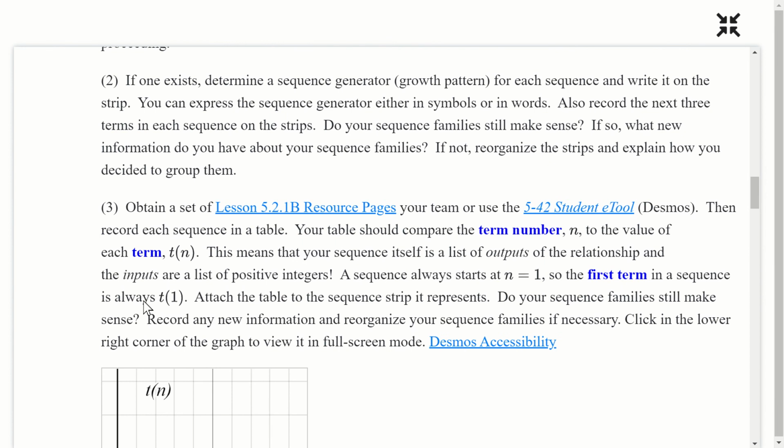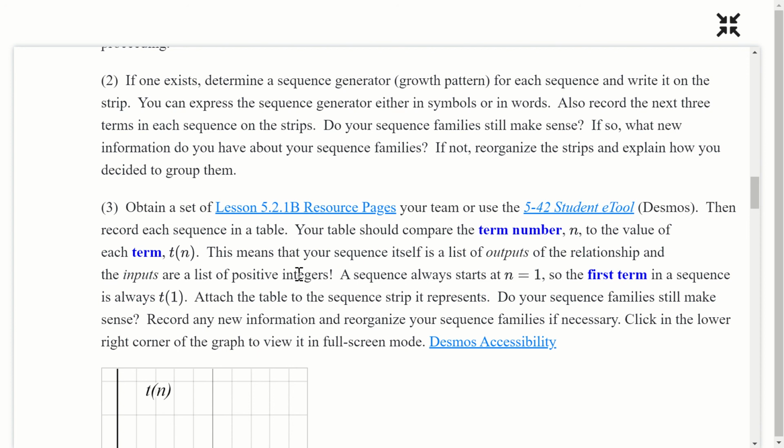Okay, then moving on. The next thing we're going to do is we're going to make heavy use of this E tool, and I'll show you how in just a moment. But we're going to create for each one of our sequences a graph and a table. So your table should compare the term number n to the value of each term t of n. So that means that your sequence itself is a list of outputs of the relationship, and the inputs are a list of positive integers.